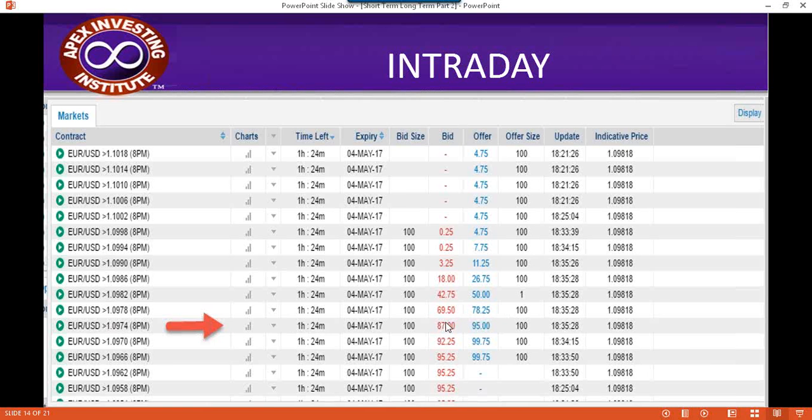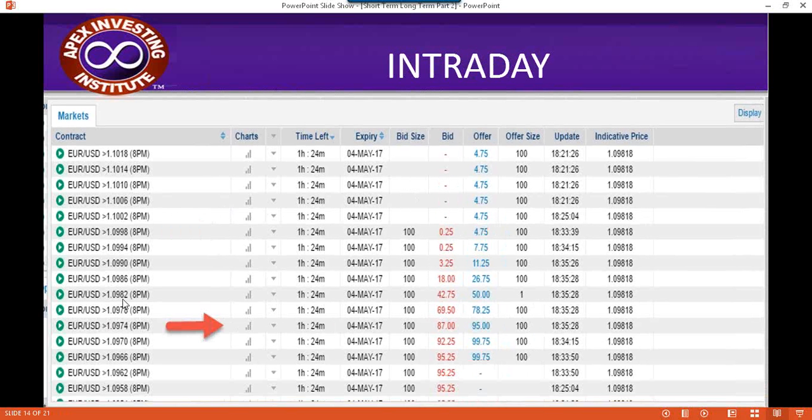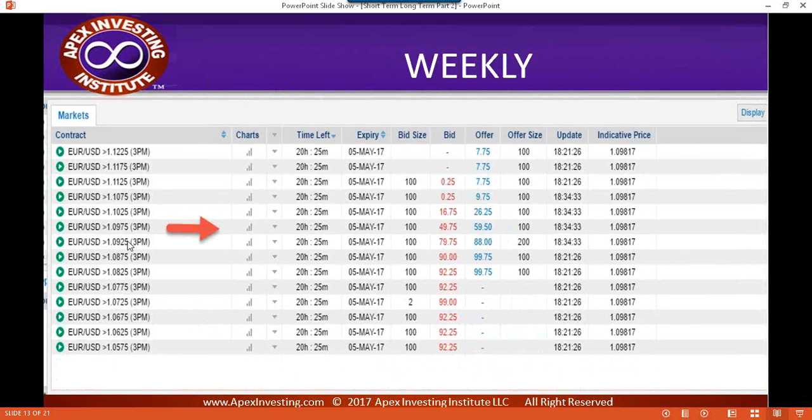78 to 87 there. Now let's look here. Some of these, you've got a little bit bigger value move from one strike to the other. But look at here. 74 to 78 is what? It's only 4 pips difference, right? The strikes are only 4 pips wide. But in the weekly, they're 50 pips wide.